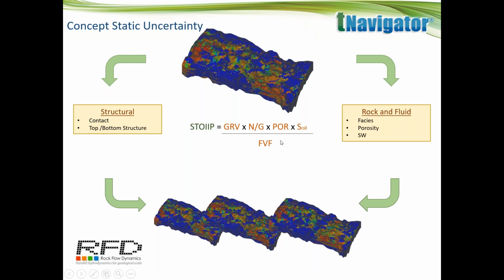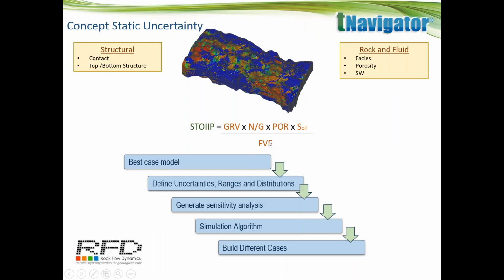So what is the workflow that we operate with here? So again, we start with our base case model. We then define our uncertainties and the ranges and the distributions of that. We generate some sort of sensitivity analysis and we run the simulation algorithm. And then as an output, we get a lot of different cases that are equal probable. And then we review that, we look at the results and see how we can, I guess, analyze our outputs accordingly.